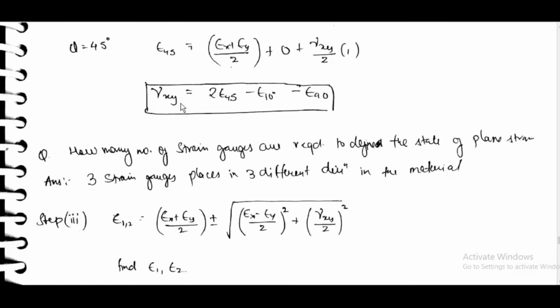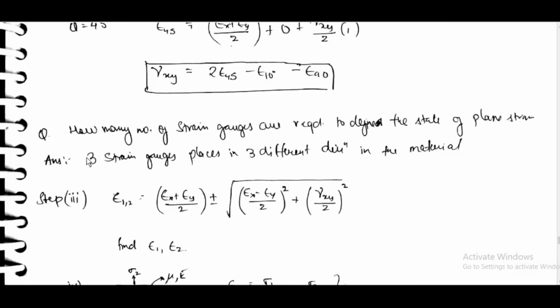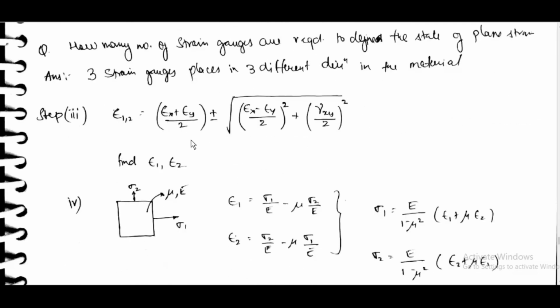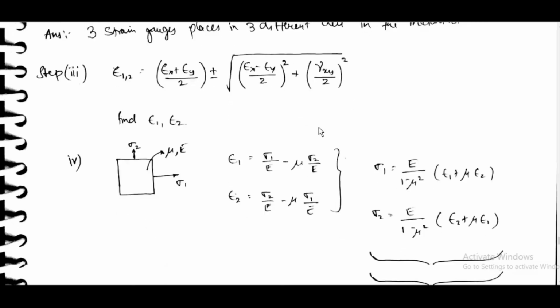We can find everything. How many strain gauges are required to determine the state of plane strain? Three strain gauges placed in three different directions on the material. Step 3: epsilon 1, 2 is equal to (epsilon x plus epsilon y)/2 plus or minus root of ((epsilon x minus epsilon y)/2) whole square plus (gamma xy/2) whole square.